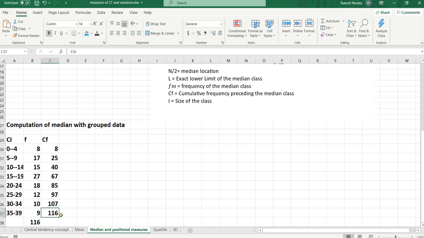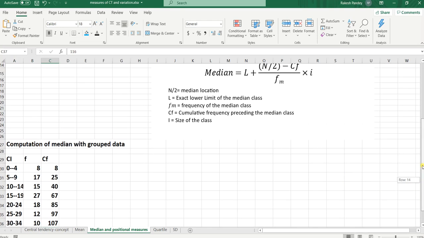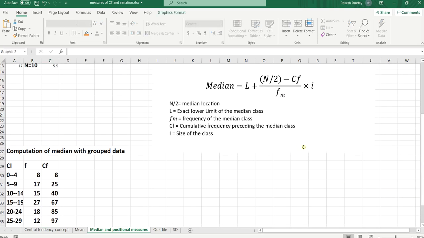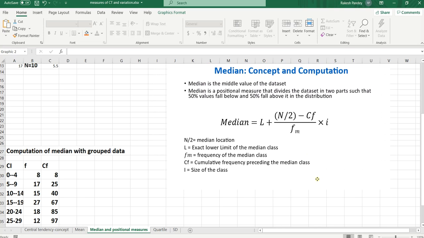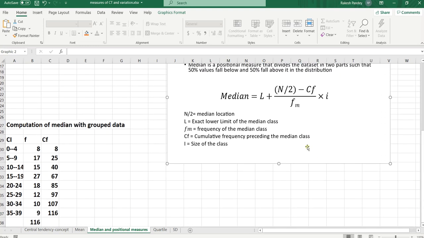So in group data, if we have to compute median, we will need this value which is called cumulative frequency. Now I have written this formula that we will use. I am dragging it a little lower so that you can easily see the formula and I will not have to scroll back and forth. So median is L, the exact lower limit, plus n by 2, where n is the sum of frequency, minus CF, and this CF I will explain later.